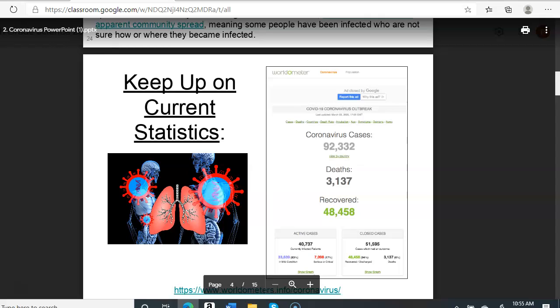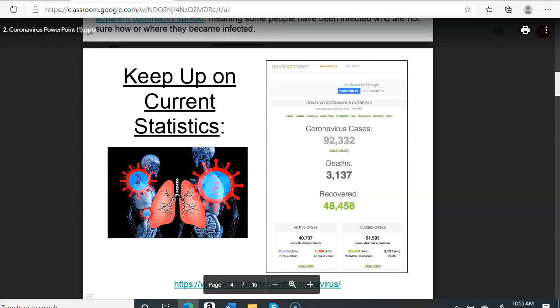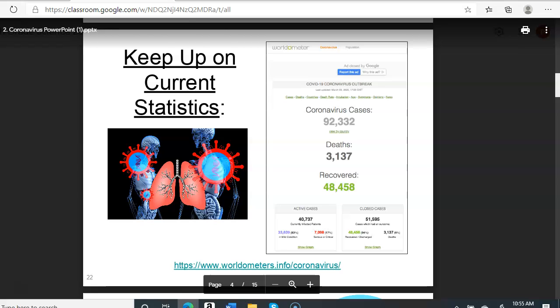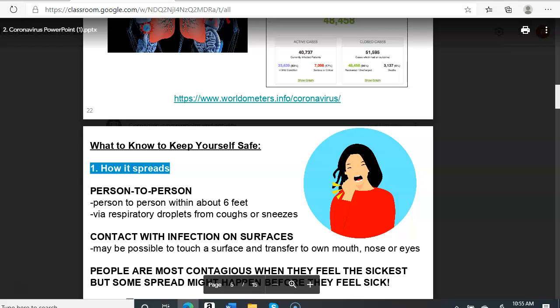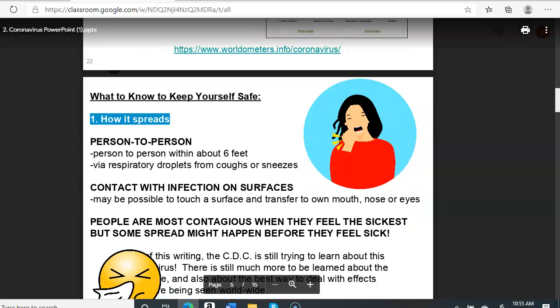So these were the statistics back in February. They were the number of cases, the number of deaths, and the number who have recovered. We have since gone quite a bit past those numbers.